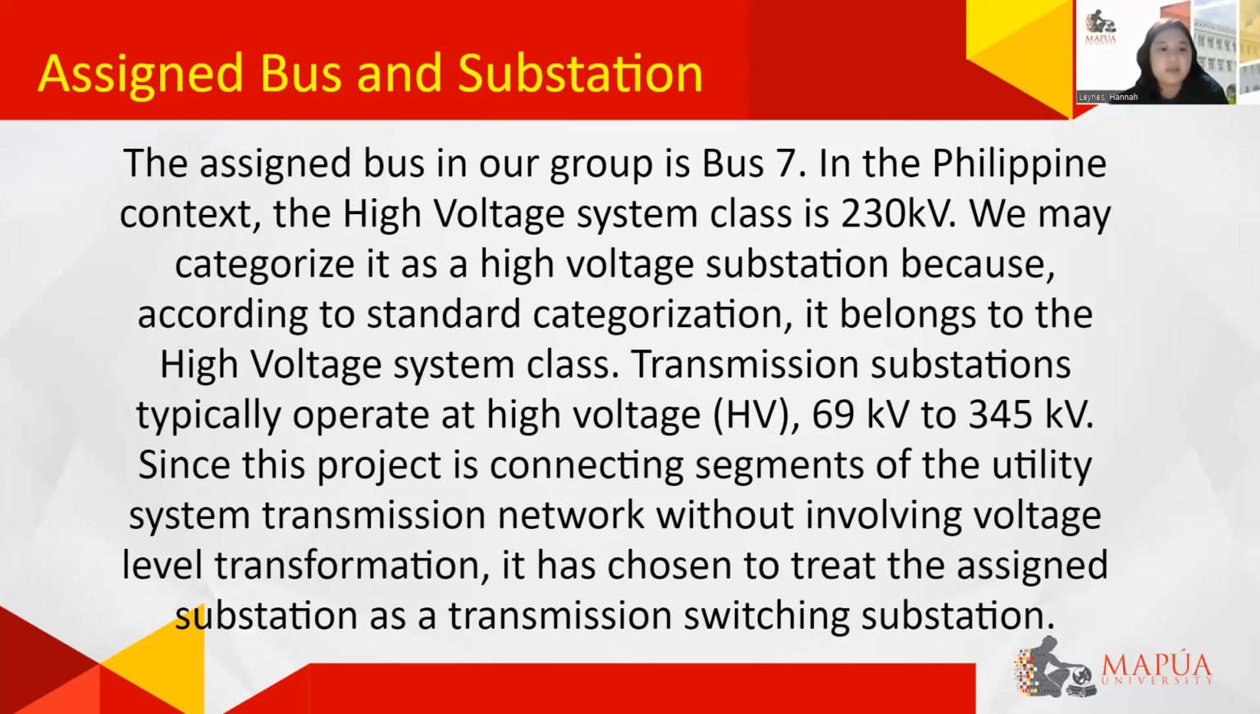So transmission substations typically operate at high voltage, 69 kilovolts to 345 kilovolts. Since this project is connecting segments of the utility system transmission network without involving voltage level transformation, it has chosen to treat the assigned substation as a transmission switching substation.